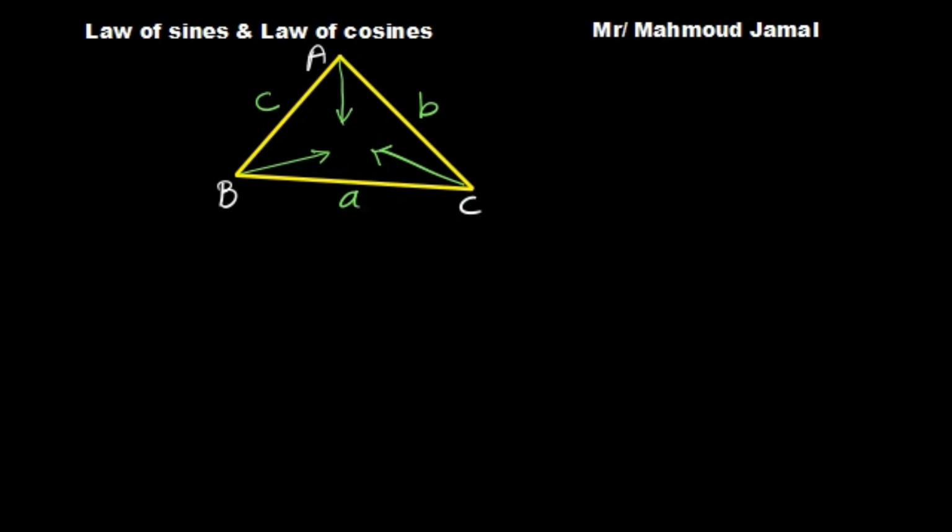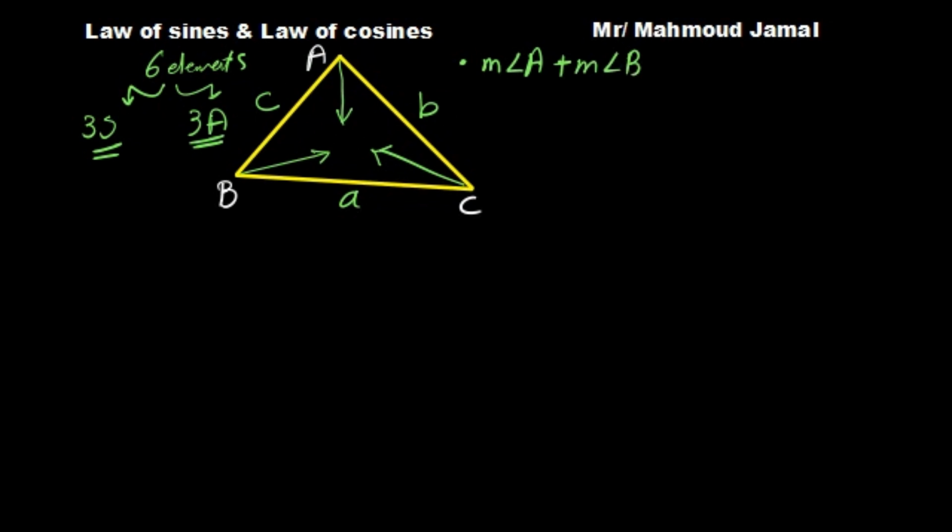The triangle has 6 elements: 3 sides and 3 angles. And we know that the sum of measures of A, B and C has to be 180 degrees. The sum of measures of interior angles of any triangle has to be 180 degrees.